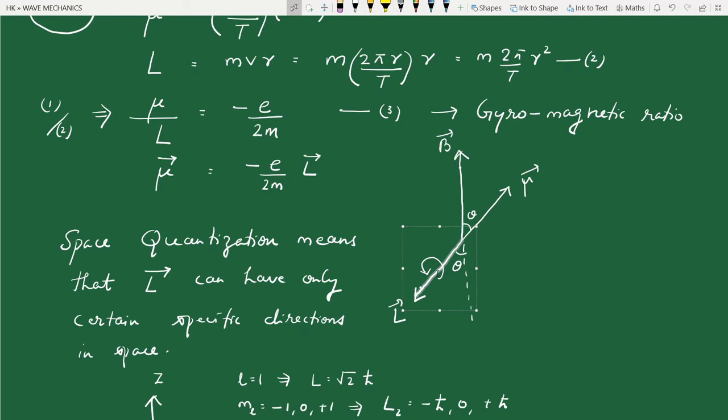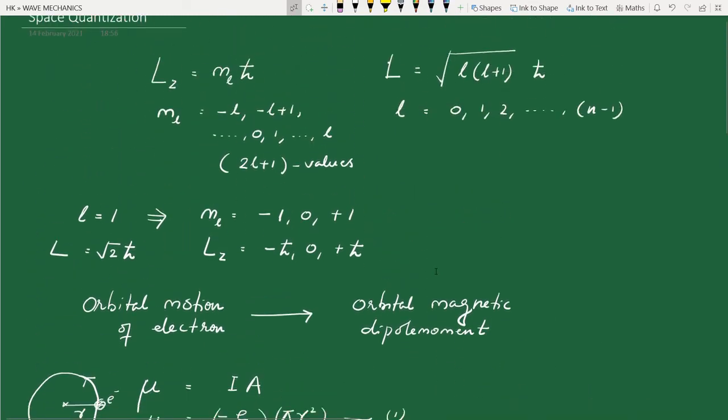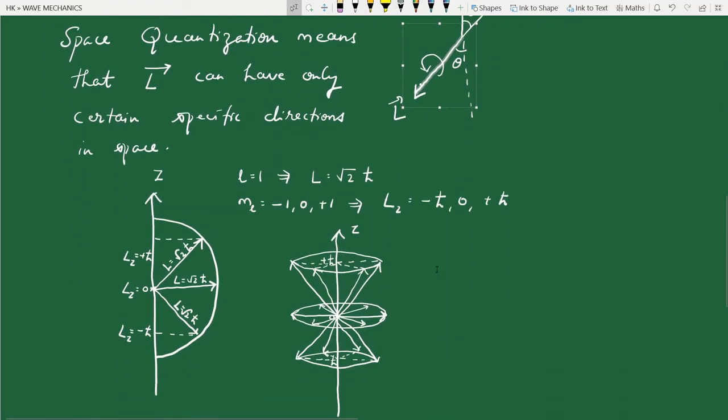Now, what about the directions? Lz is quantized, right? What about Lx and Ly? What about Lx and Ly? That is the question. If we look at this figure, I said that when we say ml equal to plus 1, or Lz equal to plus h cross, there can be a family of directions for L such that Lz is equal to plus h cross.